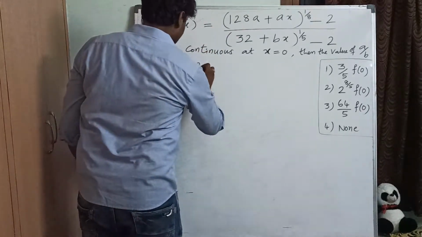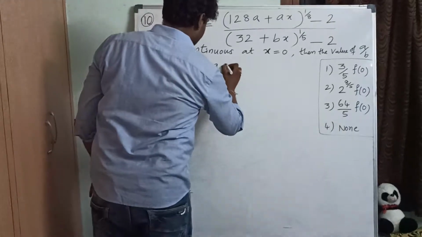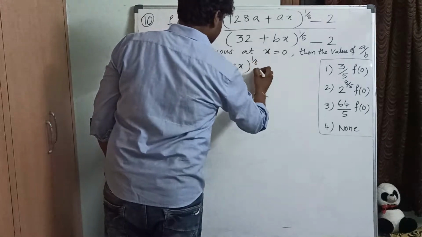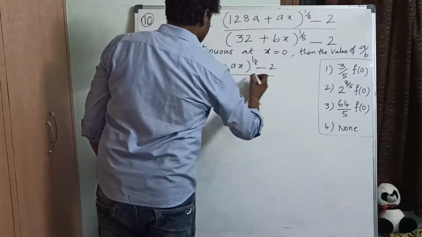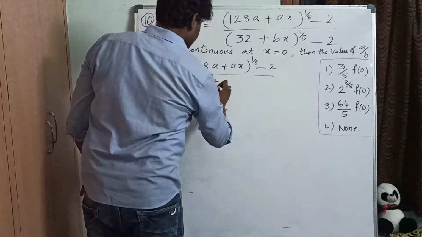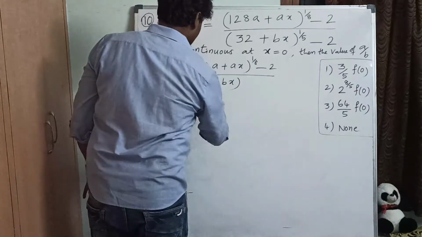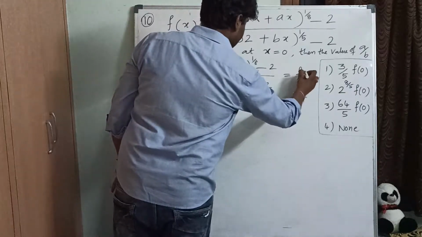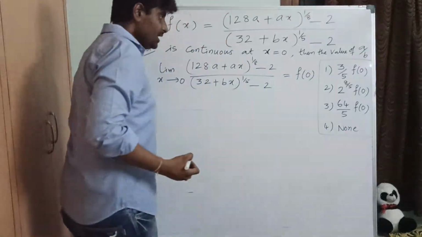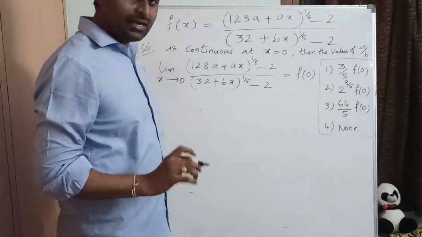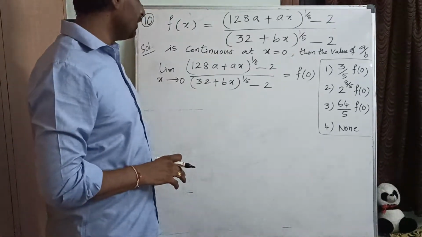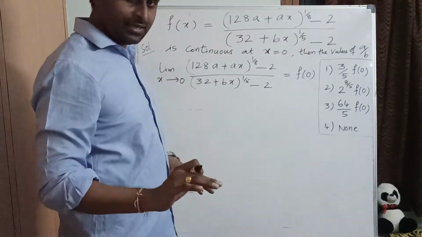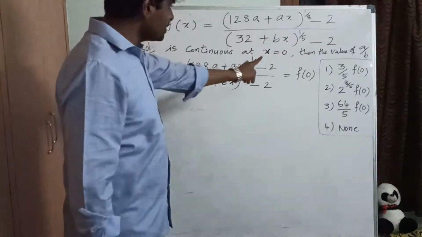So the limit as x tends to 0 of (128 plus ax) whole power 1 by 8 minus 2, upon (32 plus bx) whole power 1 by 5 minus 2, equals f of 0. This is the condition as per the definition of continuity. Whenever the function is continuous at x equal to some value, the limiting value must be equal to the function value, correct?